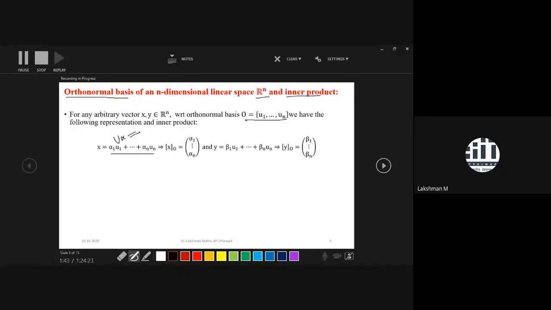X is your given n-dimensional vector. So here x is given, u is given, and you just have to find alpha. How can you find it? Apply the Gaussian elimination method and solve it. Write the augmented form. That is one approach.